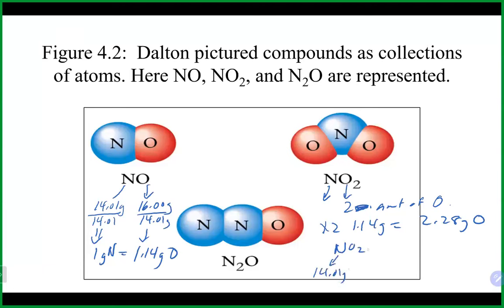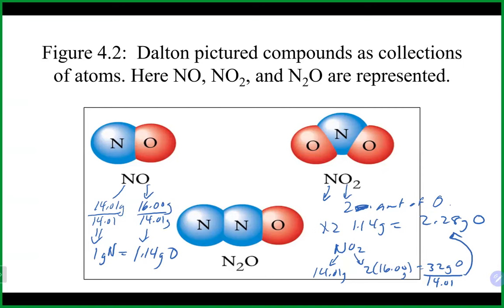If we did that for our NO2, we would have, again, about 14.01 grams for our nitrogen. We would have 2 times 16 because there are 2 oxygens, which gives us about 32 grams of oxygen. So if we divide this by 14.01, we take 32 divided by 14.01, and we get roughly 2.28 grams of oxygen that we would expect.